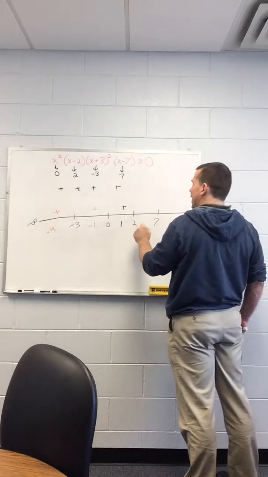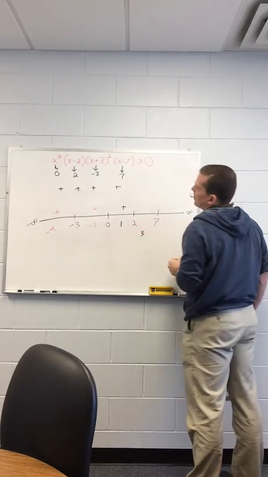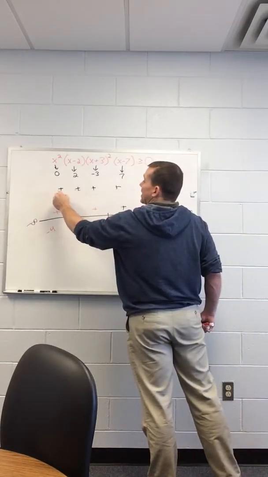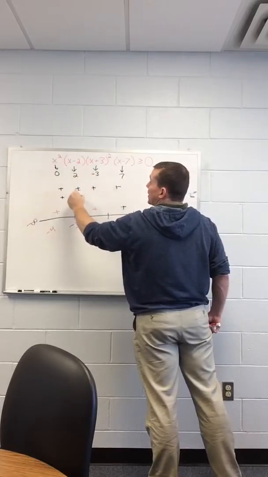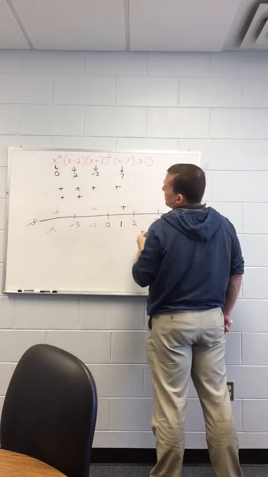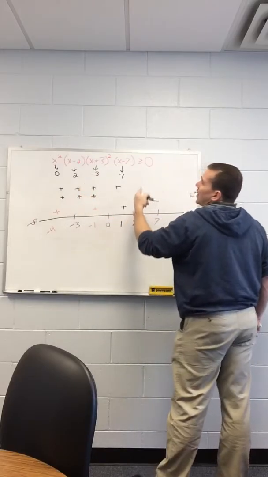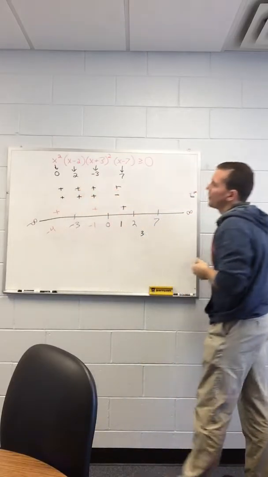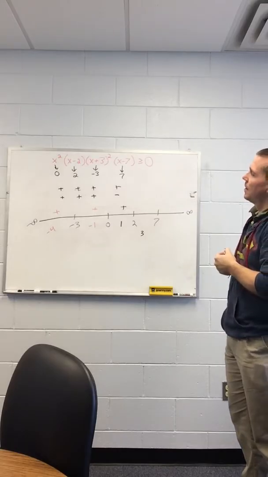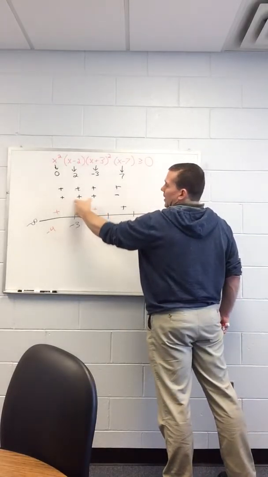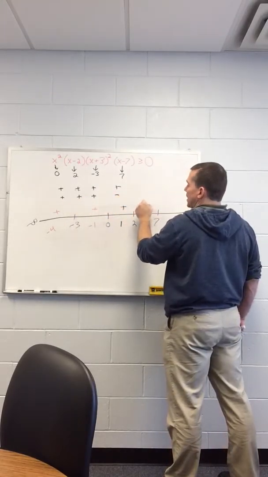Between 2 and 7, I'll go with 3. 3 squared is 9, that's positive. 3 minus 2 is 1, positive. 3 plus 3 is 6, squared, that's positive. 3 minus 7 is negative 4, that's negative. Here, if I multiply them out, I only have one negative, so this answer will be negative.